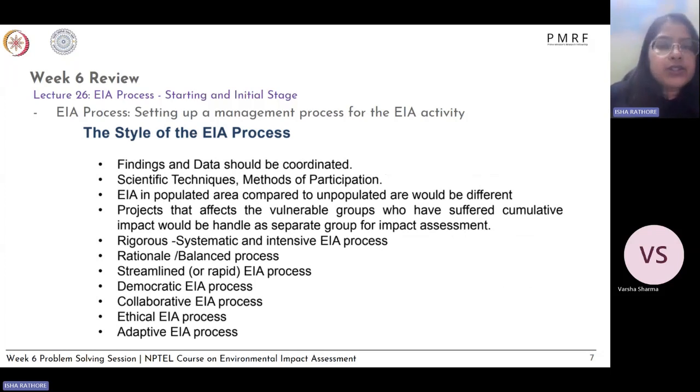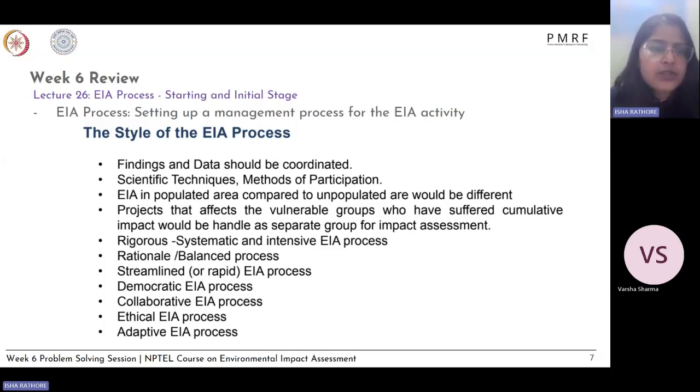Then you also decide on the style of the EIA process. So how you are going to report the different findings and data, what techniques have been used, what methods have been used, what participation style has been used. All of these, the team needs to be in agreement with, along with the project proponent or developer, as well as the team which is doing the EIA, as well as what the experts have suggested as the participation tool or technique which should be used for mapping out the impacts and mitigation techniques for these.